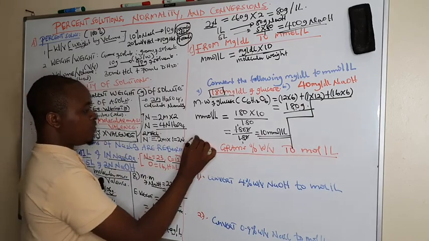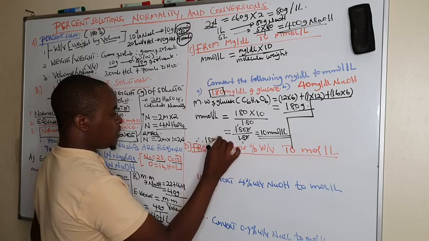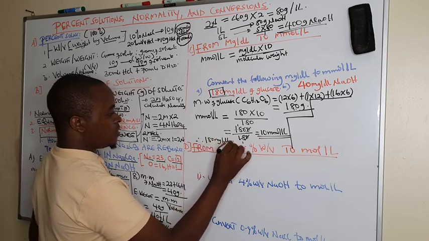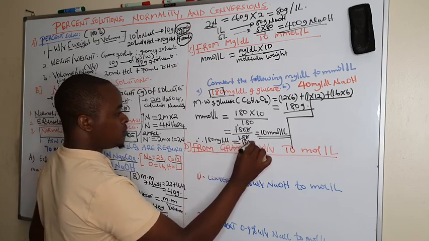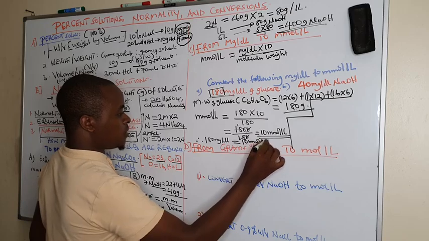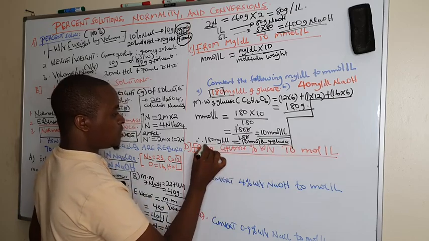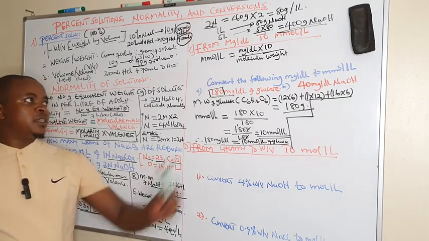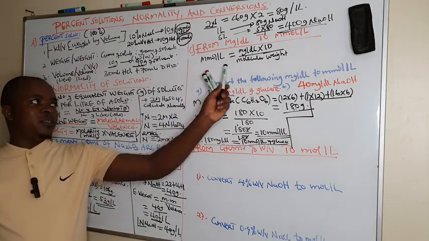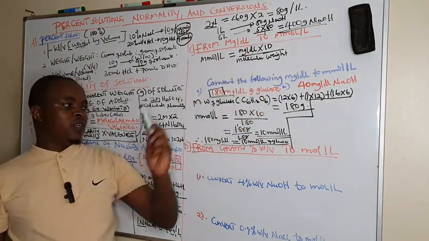So we can say, therefore, 180 milligrams per deciliter of glucose is the same as 10 millimoles per liter of glucose. So this one becomes the final answer. So this is the formula: millimoles per liter is equal to milligrams per deciliter times 10 divided by molecular weight.